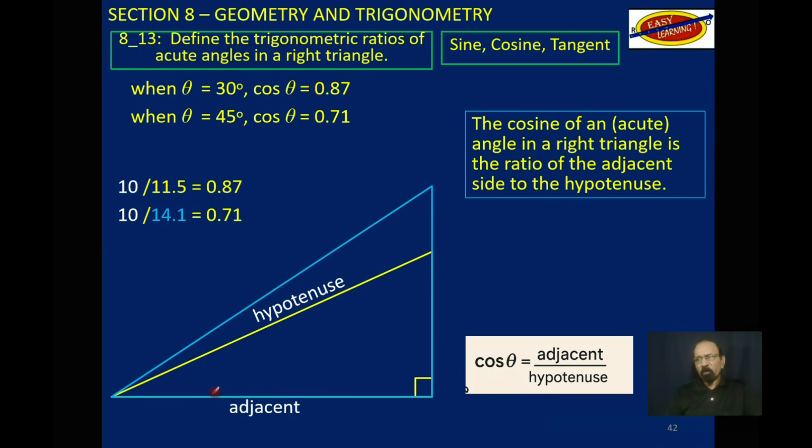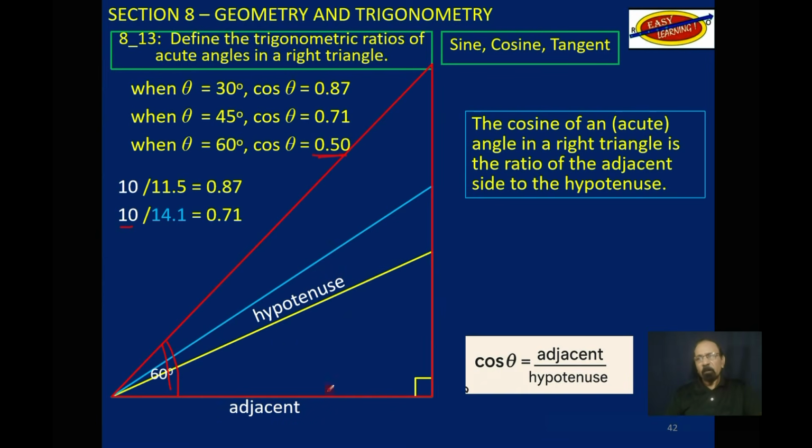Now let's remove that 45 degrees and make this angle even bigger, like that. Notice the adjacent is still the same 10 we had up here. But now this hypotenuse is much larger. Let's say this angle is 60 degrees. If you find the cosine of 60 degrees in your calculator, you will get 0.5. That is to say, this adjacent side is 0.5 of whatever the hypotenuse is.